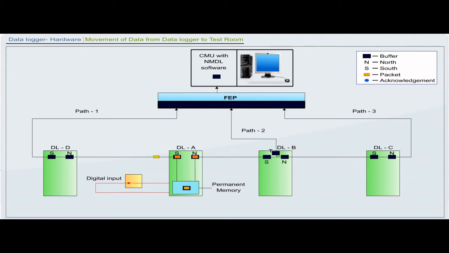Path 1. Packet 1 from buffer south of data logger A is sent to buffer north of data logger D. Acknowledgement is sent by data logger D to data logger A. Packet 1 is removed from buffer south of data logger A. Packet 1 moves from north buffer to south buffer in data logger D and subsequently is sent to FEP through path 1. Acknowledgement is sent by FEP to data logger D for packet 1. Packet 1 is removed from buffer memory south of data logger D.